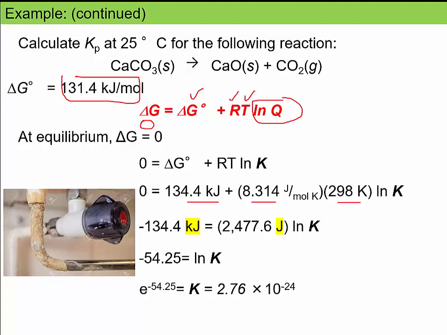Notice that there is a bit of a unit mismatch because these are in kilojoules and these are in joules, so you're going to convert one to match. And so we'll end up with minus 54.25 is equal to ln of K. Taking e as our base, e to the minus 54 means that K is going to be 2.7 times 10 to the minus 24, so it's not very stable. It's not very thermodynamically favored. It's not going to favor the products.